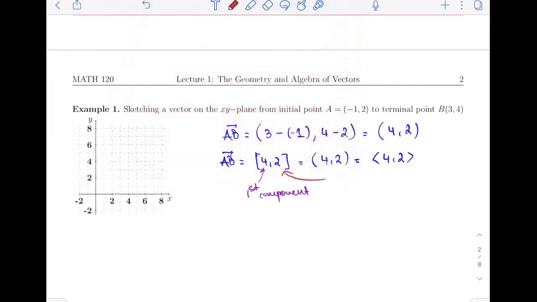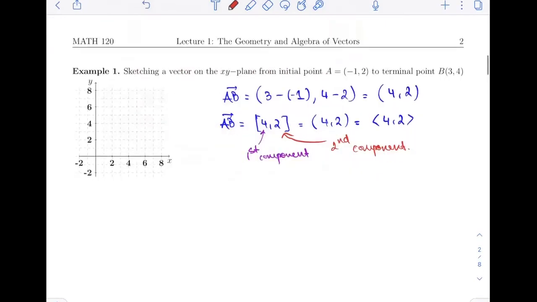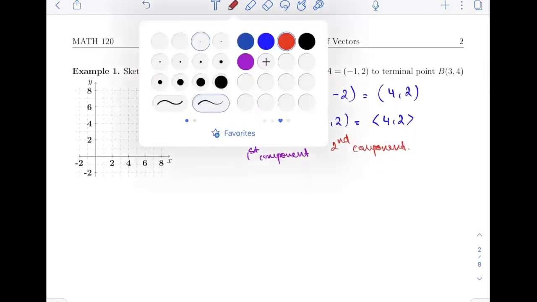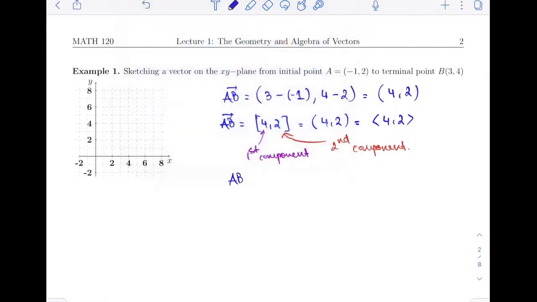And 2 is the second component. And because we're talking about just 2 entries here, or 2 components, the vector is in something called R2, right, or a 2-dimensional vector. So that is the idea of the components of a vector.